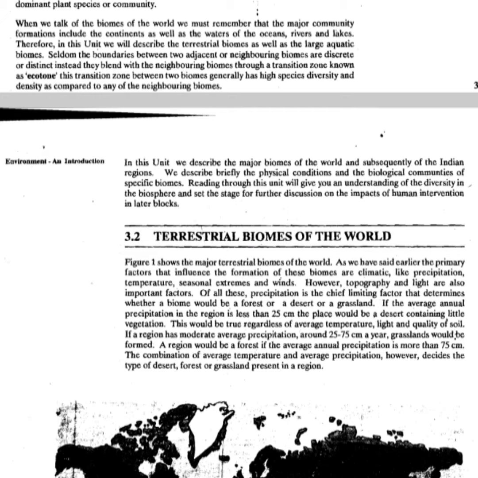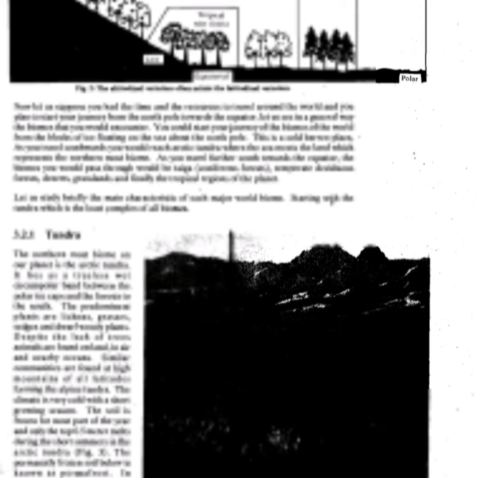The combination of average temperature and average precipitation, however, decides the type of desert, forest or grassland present in a region. Fig. 1. The terrestrial biomes of the world can be identified according to the climax vegetation. Note that the taiga and tundra are roughly like a belt around the globe. Other biomes have a less continuous distribution. After Stam and Taggart, 1987.